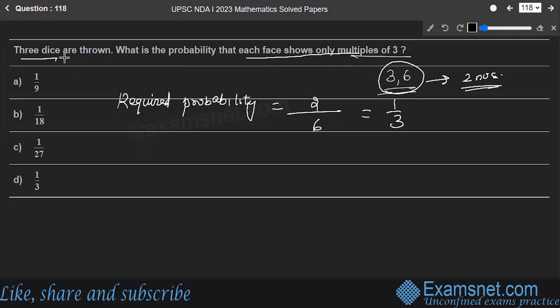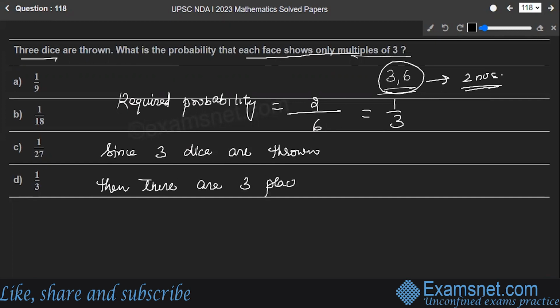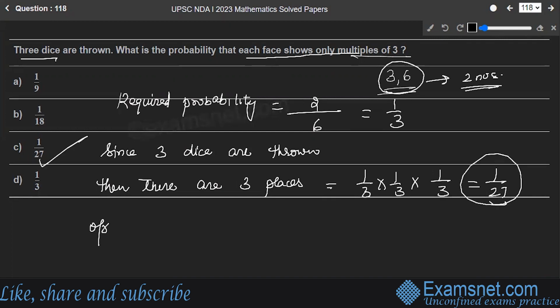Now it is saying 3 dice are thrown. Since 3 dice are thrown, there are three places, which will give you the required probability as 1 by 27. So we have option C as the correct answer.